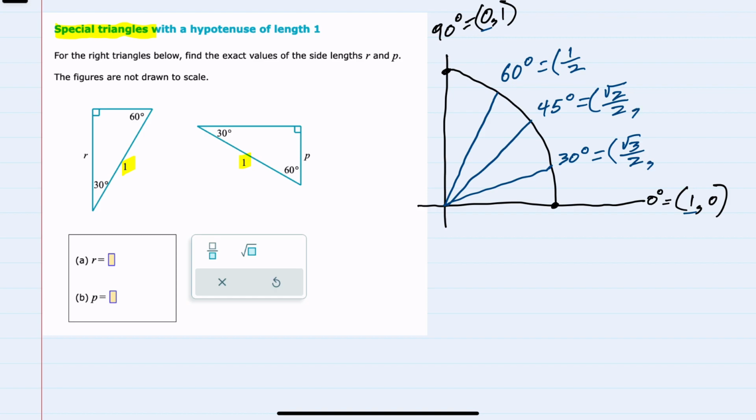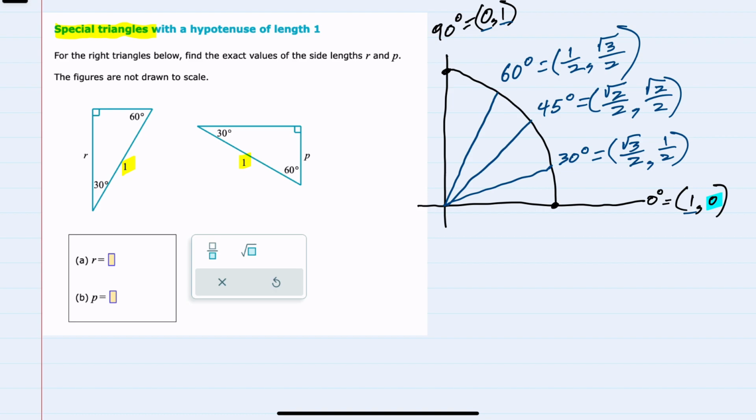To find the y values, I can use the same pattern, but here starting at 0 is the square root of 0 over 2. Next is the square root of 1 over 2, or 1/2, the square root of 2 over 2, the square root of 3 over 2, and then the square root of 4 over 2, which is 1. Now that we have this quadrant 1 with all of the special angles, I can move these special triangles into this and find the missing value.